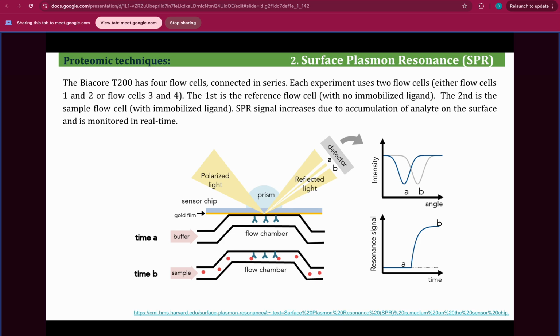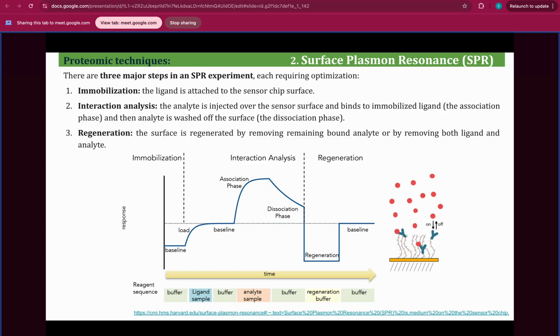So this is all about surface plasmon resonance, and these are the major steps: immobilization, interaction analysis and regeneration. This is quite a detailed thing, how the response changes. This is the baseline response when buffer is there, and when you provide the ligand sample, a little bit of response is obtained, because in buffer the light is not bending at all, and by applying the ligand to the sample, there is a little bit of response obtained.